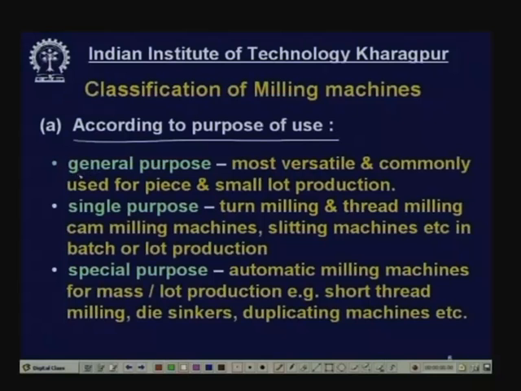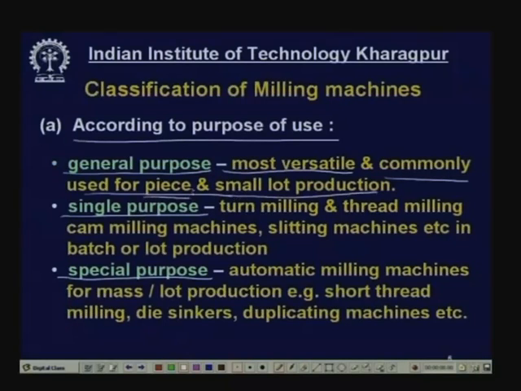Again, you remember, this can be general purpose, single purpose, or special purpose. General purpose means any work on any job of any size, any shape, by any milling cutter, a wide range of milling cutters. So these machines are most versatile and most commonly used, but they are non-automatic and used for very small lot production or piece production. This is not a mass production machine.